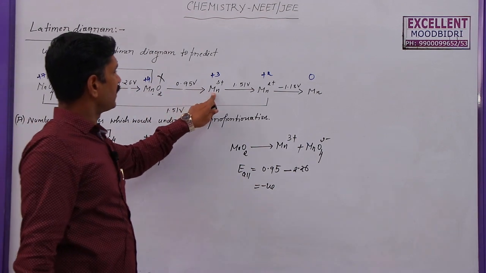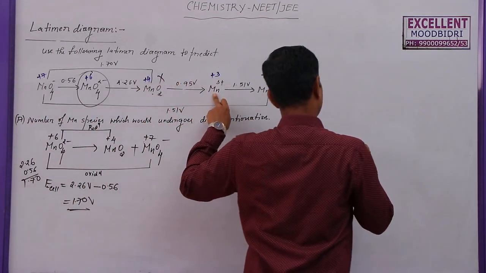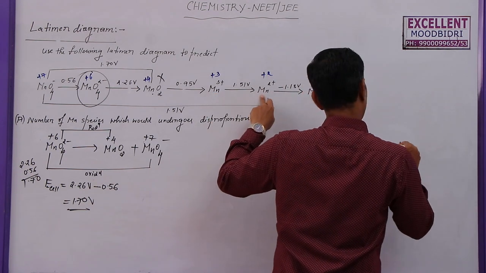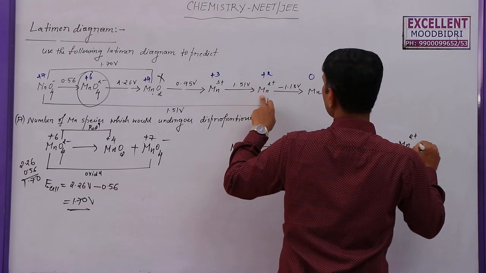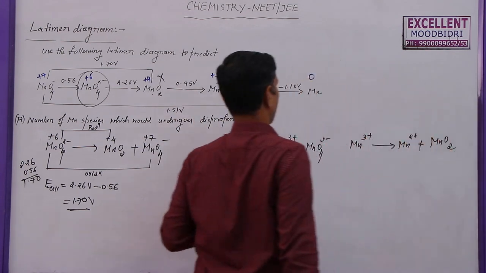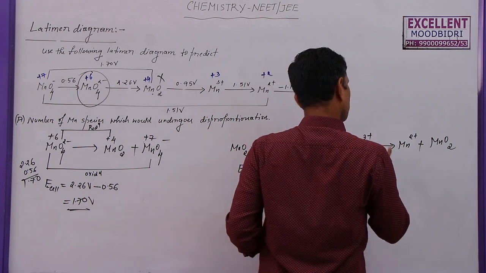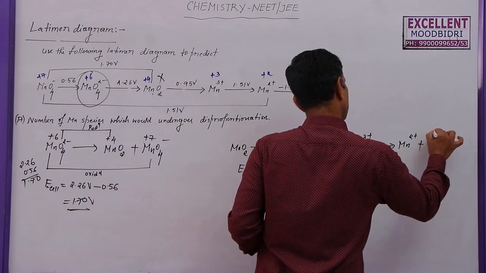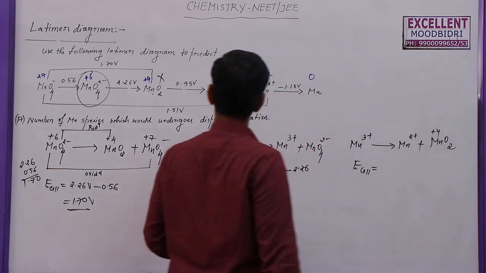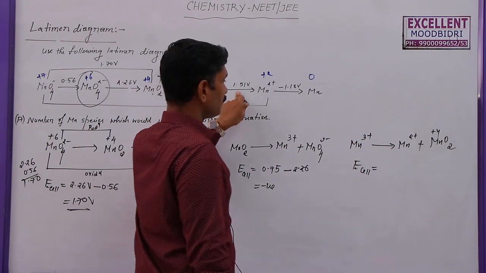I go to the next one, Mn3 plus. Mn3 plus changes to Mn2 plus and MnO2, here +4. So both types of reactions are there. So E shell is equal to Mn2 plus. So what is this value?